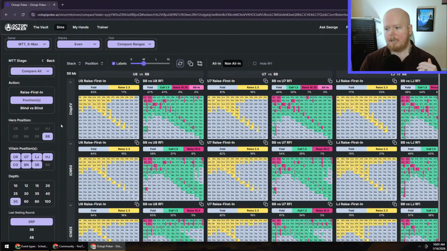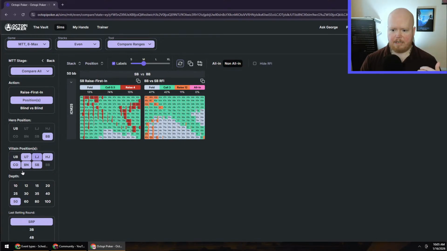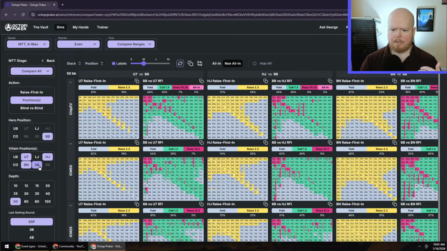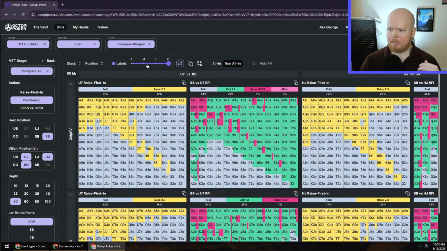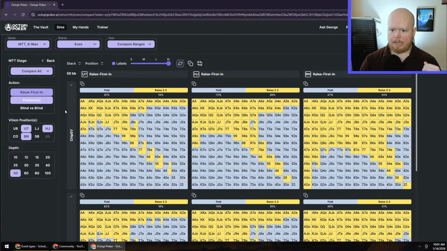So we're a long way from the money, at the very beginning of when ICM starts to matter. What you will see is that when it comes to the initial opening ranges, which I'll show you in a second, let's just look at under the gun plus 1, hijack, and button, because those are good examples of early, middle, and late position. We're going to hide ICM 25 for now, and I'm going to make this a little bit larger so that we can see it in more detail. First of all, I'm going to primarily look at raise first in.